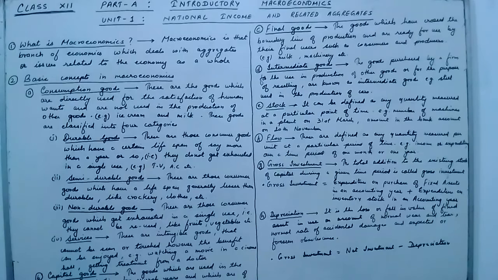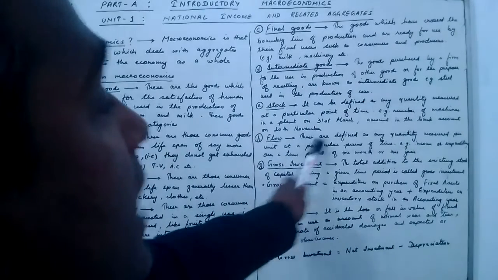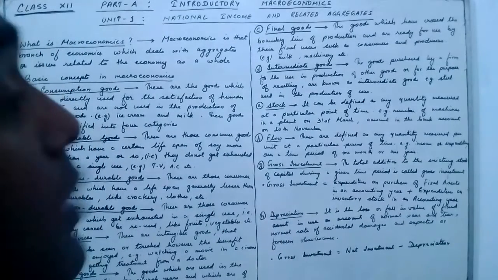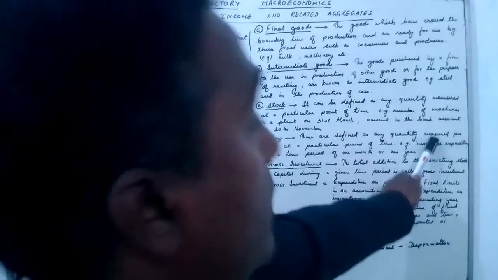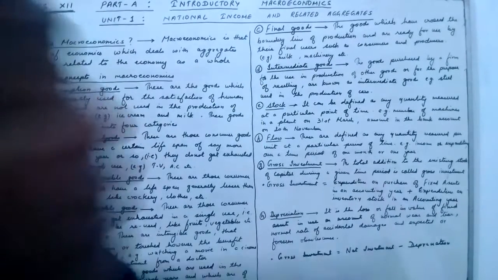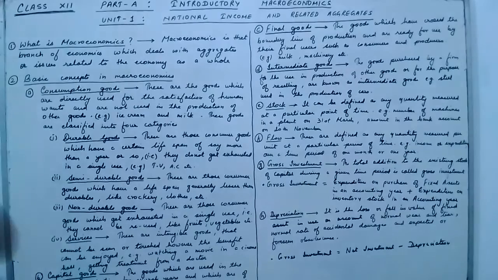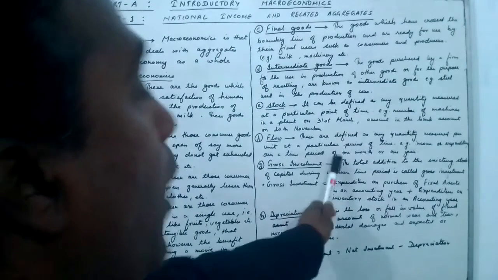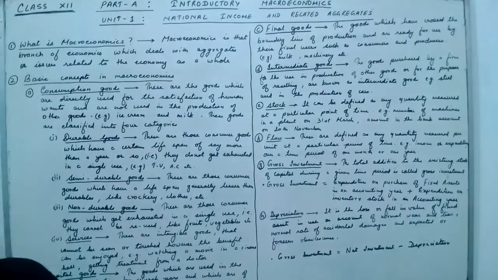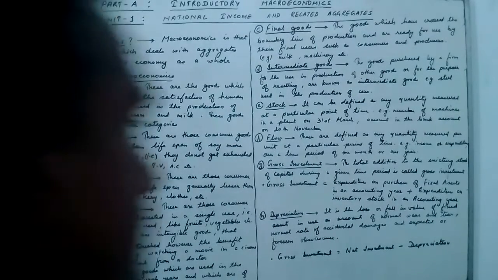Now the next topic is flow. Flow is defined as any quantity measured per unit of time, over a particular period. This is very important. A very good example is income or expenditure over a period of 1 month or 1 year. So in 1 year, how much you have spent, or how much income you have made, will come under flow, because your money is flowing.